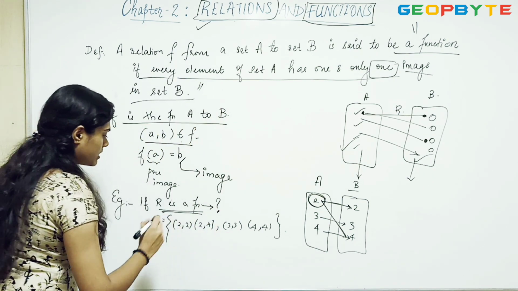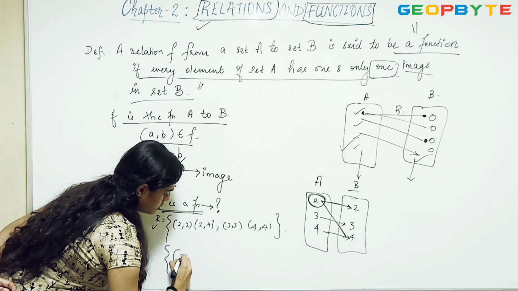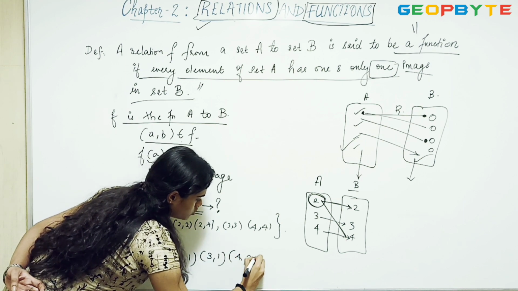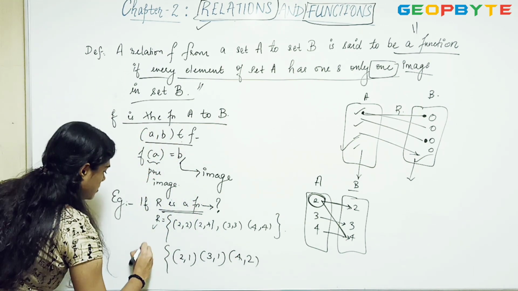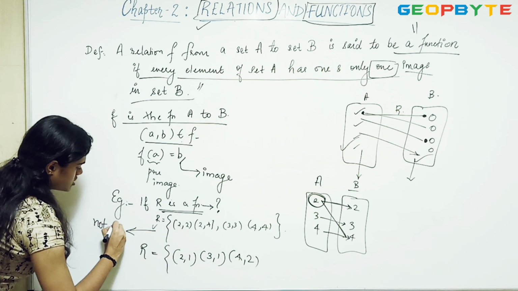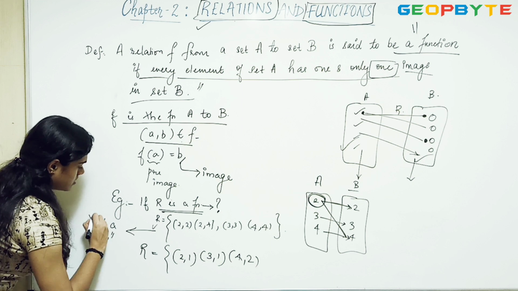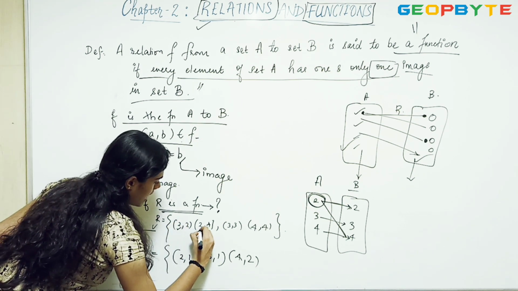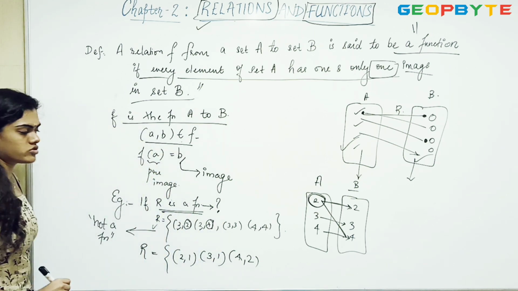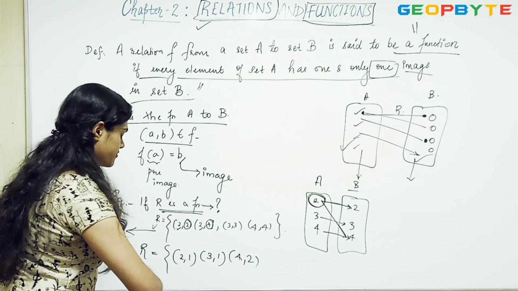But if I say (2, 1), (3, 1), (4, 2), and also the earlier one, this is not a function. Why is it not a function? Because 2 has a relation with 2 and a relation with 4. So, we won't consider it as a function.